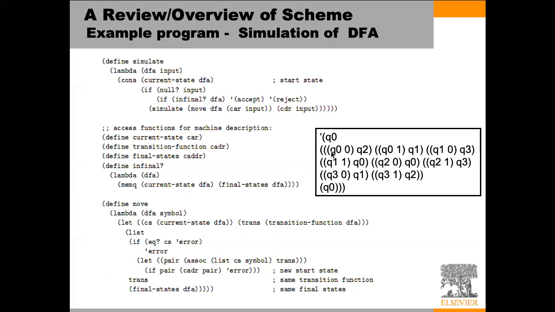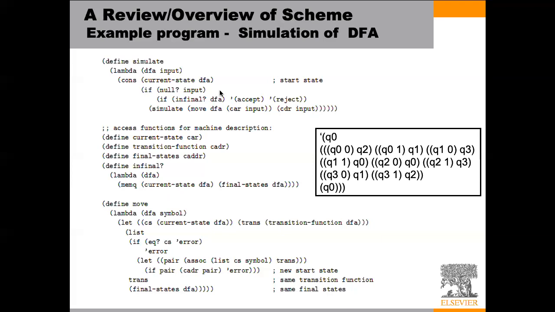So the first cdr returns elements 2 and 3. The second cdr returns this list that contains only the list of final states, and the car of that would produce this list of Q0. So these three functions, current state, transition function, and final states, allow us to pull apart our list that we're simulating.